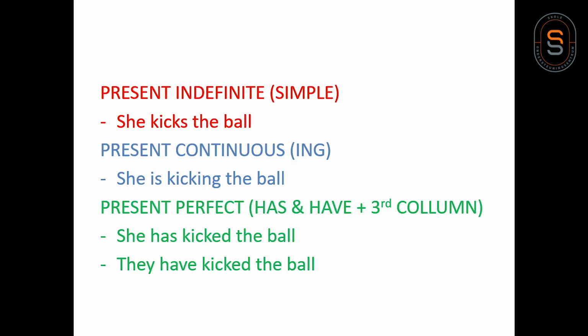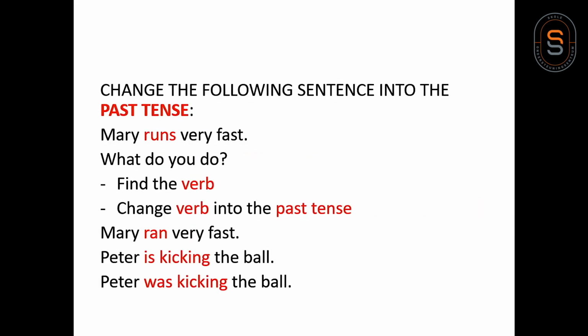So let's just look at this very simple example. The present indefinite, she kicks the ball. The present continuous, she is kicking the ball. And then the present perfect, she has kicked the ball, or they have kicked the ball. Why is it "she has"? Remember the S rule. She is singular, and everything that has an S in it is applicable to the singular nouns that we use. So she has, she is, she was, she does, and she kicks. Remember the S rule of the previous lesson.